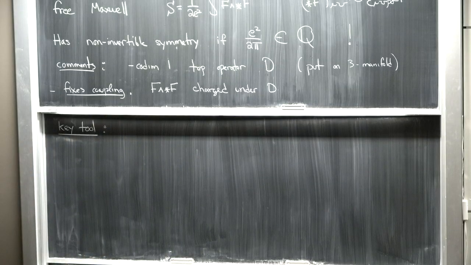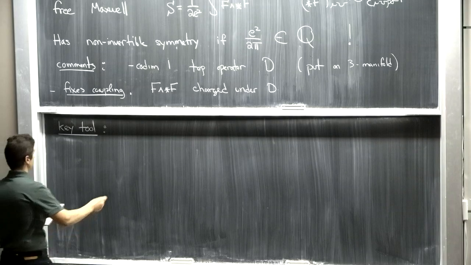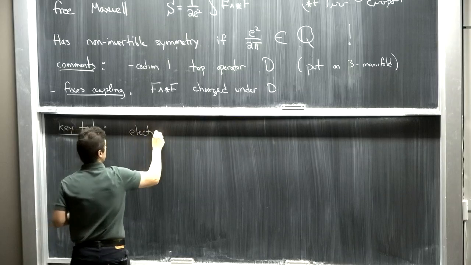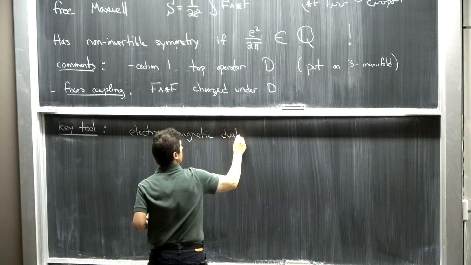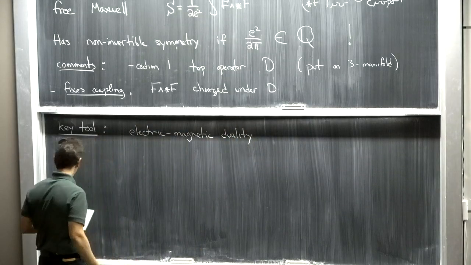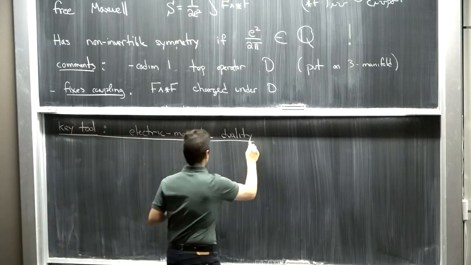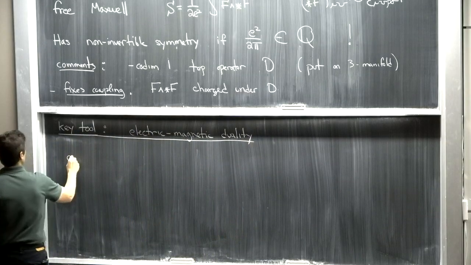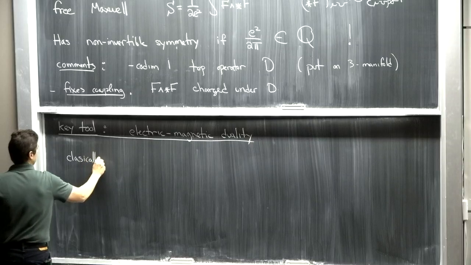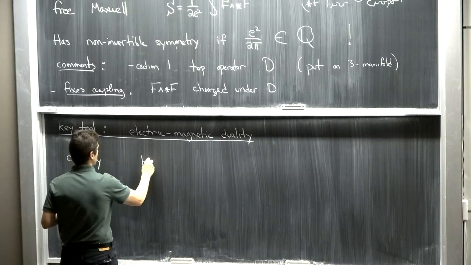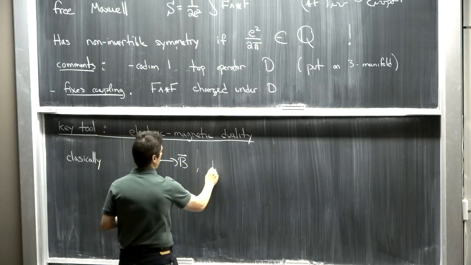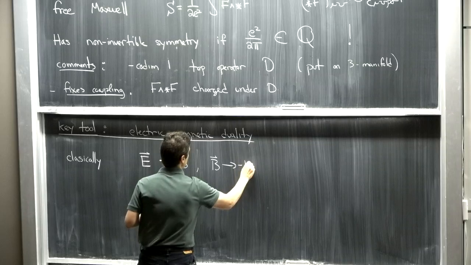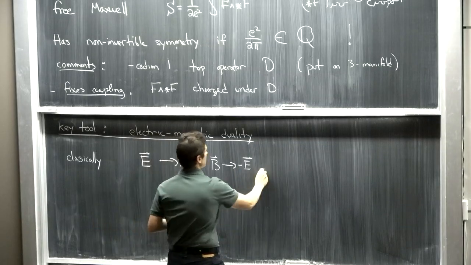Okay. All right, so we're going to need to build up some structure to derive this result. And so our first key tool will be electric magnetic duality. Okay. So classically, this is just the transformation that E goes to B using non-relativistic notation, and B goes to minus E. And classically, it is independent of the coupling.